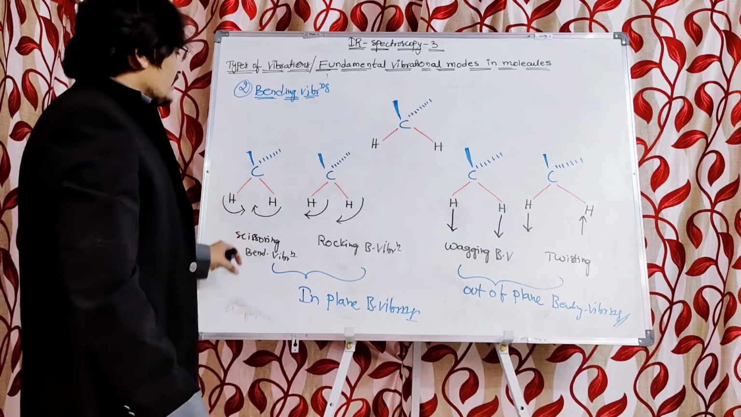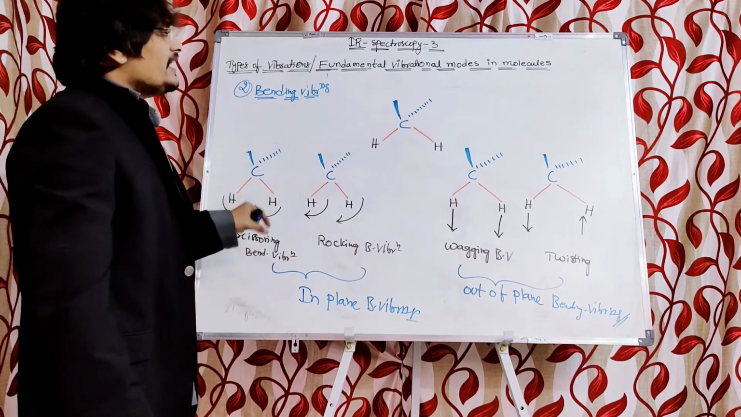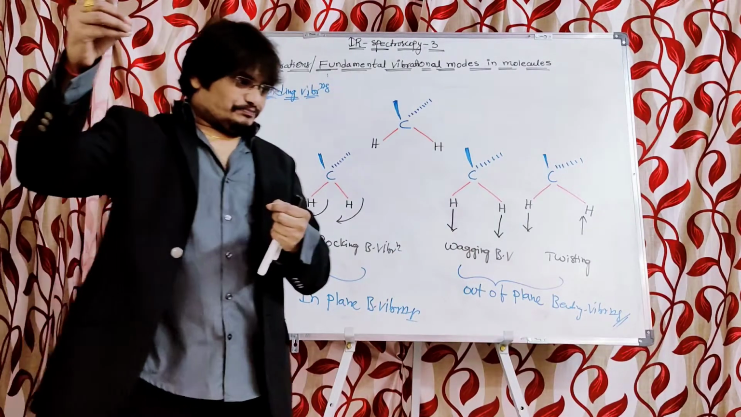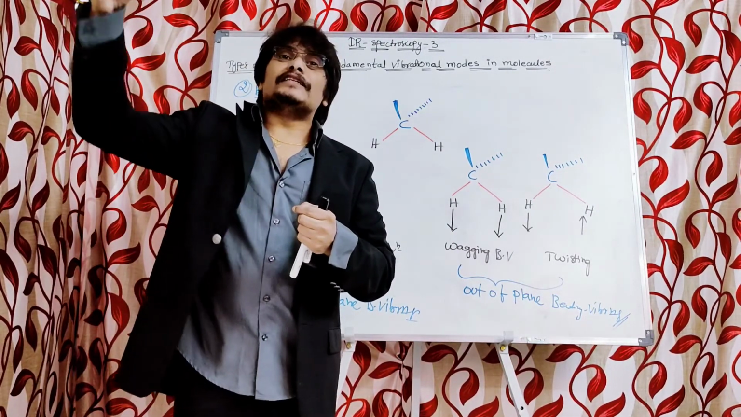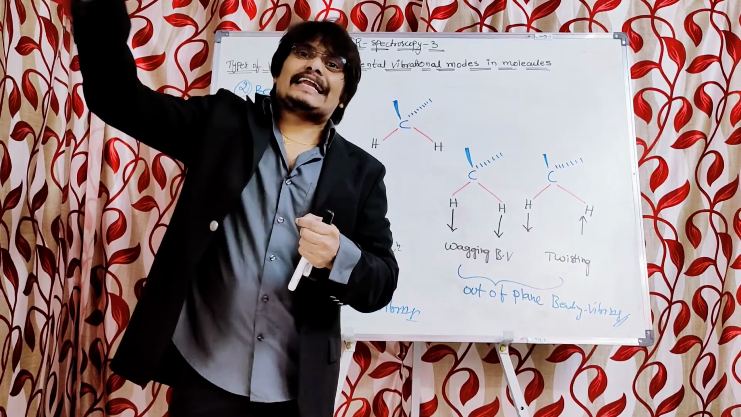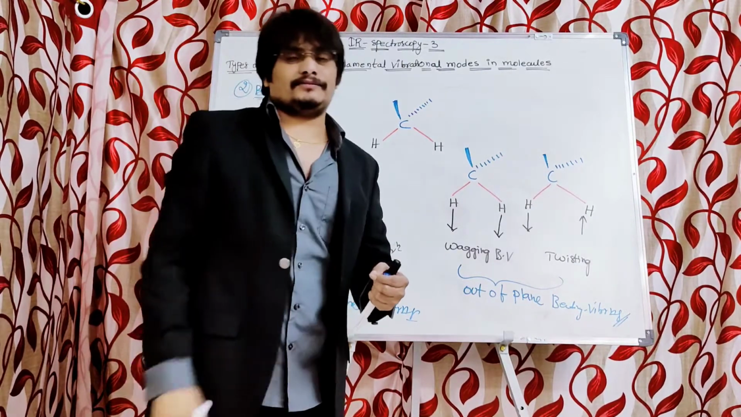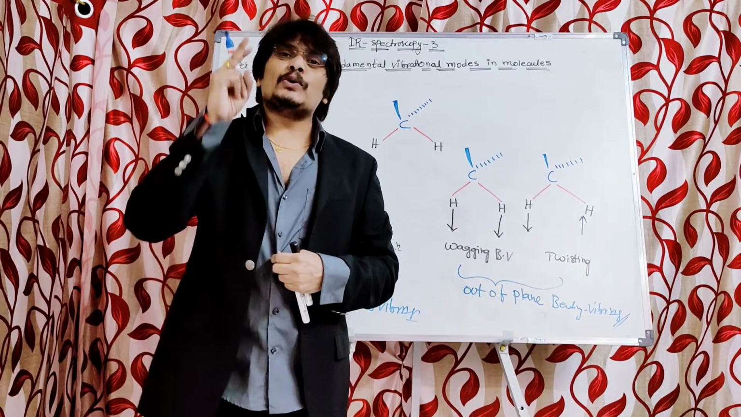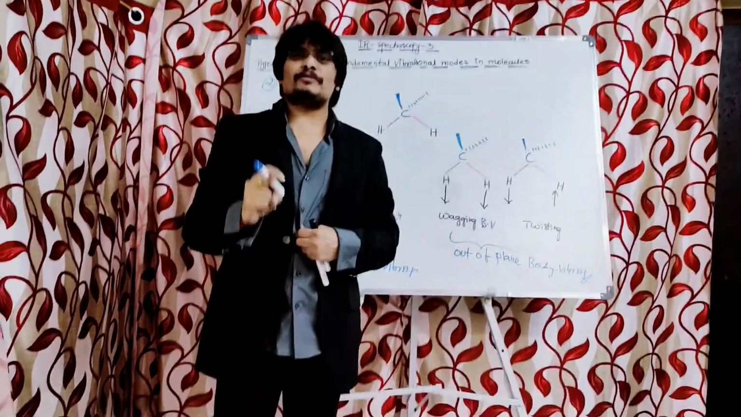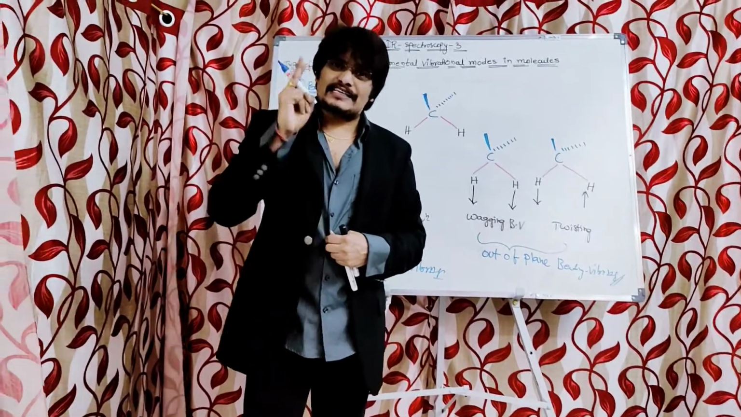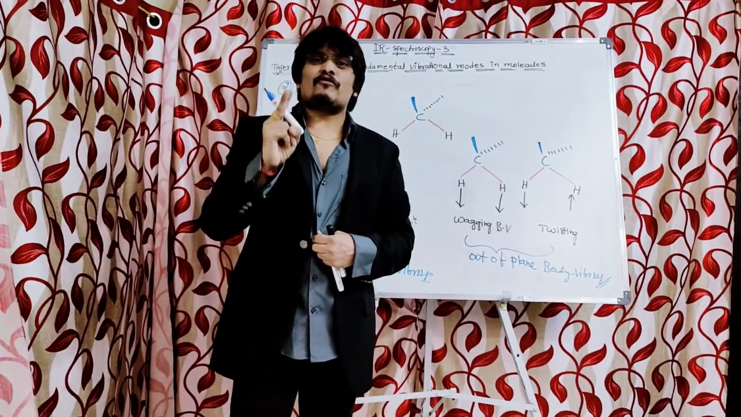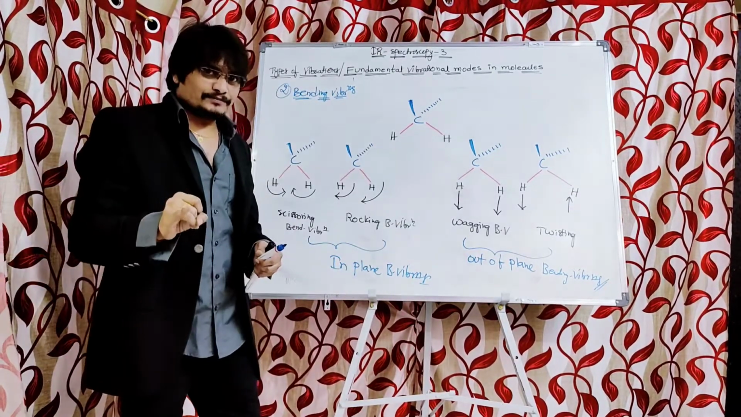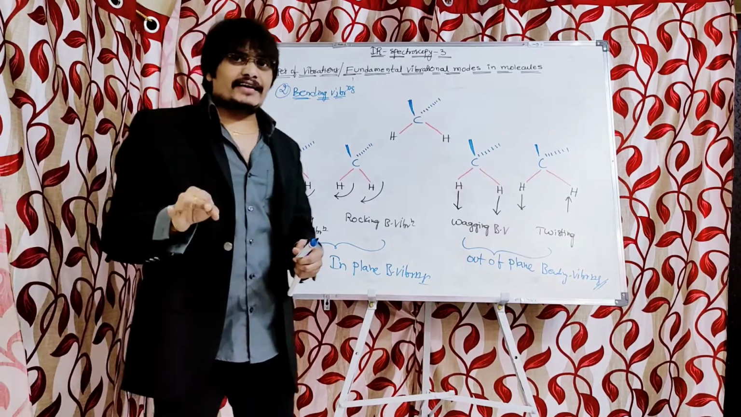So these are the four types of bending vibrations which are possible whenever IR radiation is irradiated on the molecule. And how many types of stretching vibrations are possible, students? Two types: symmetric stretching and asymmetric stretching. How many types of bending vibrations are possible? Four types: scissoring, rocking, wagging, twisting.